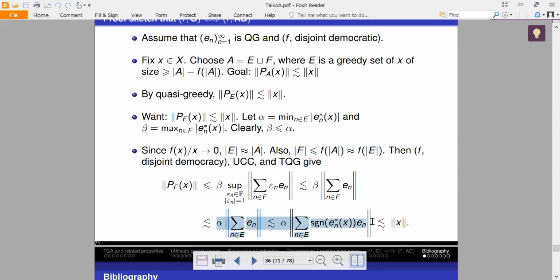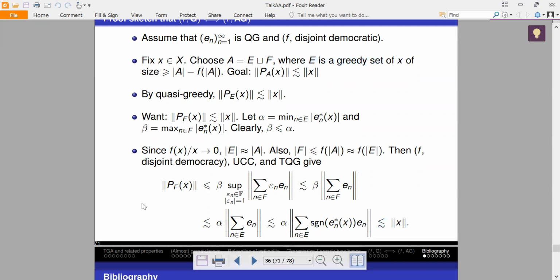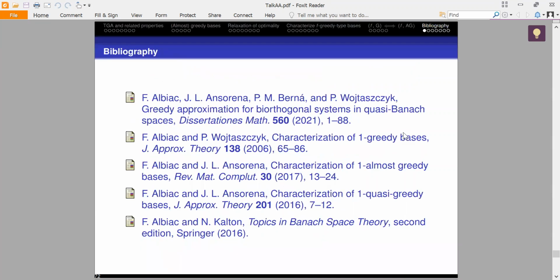Now the next one is UCC. I simply multiply 1_E by the sign of e_n^*(x). Okay, so this is UCC. And the last one is TQG, right? TQG because E is a greedy set of x. So I have this inequality. So now you see that we have already bounded P_F x by x. And that completes our proof because we have the boundedness for P_E x and P_F x. So we can bound P_A x by x. Here are some references that I have.